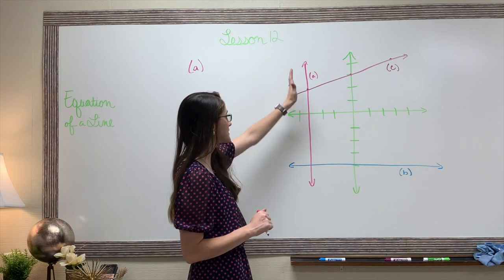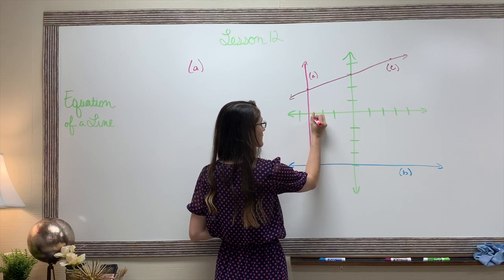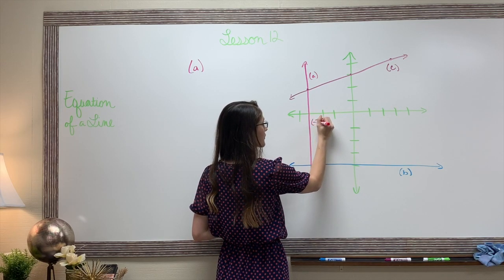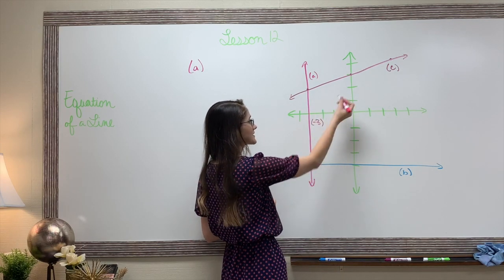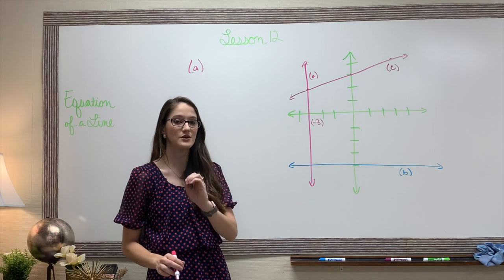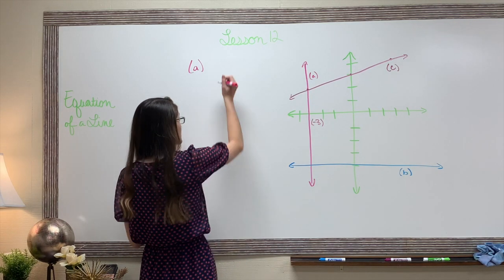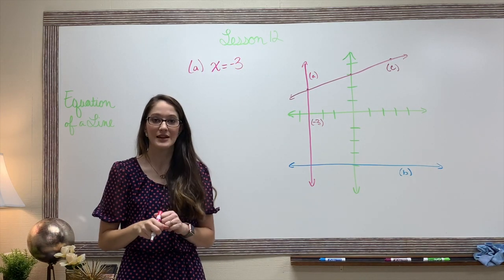So we notice that we're dealing with a vertical line here that is centered around x having a value of -3. And what I learned here is that it does not matter what my y value is. My x value is always going to be -3. So this equation is quite simply x equals -3.